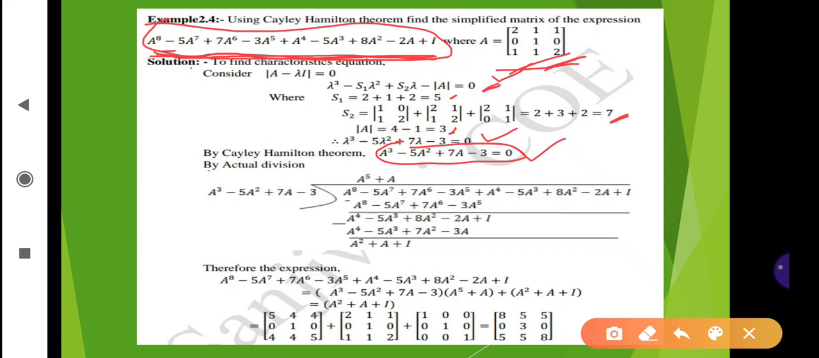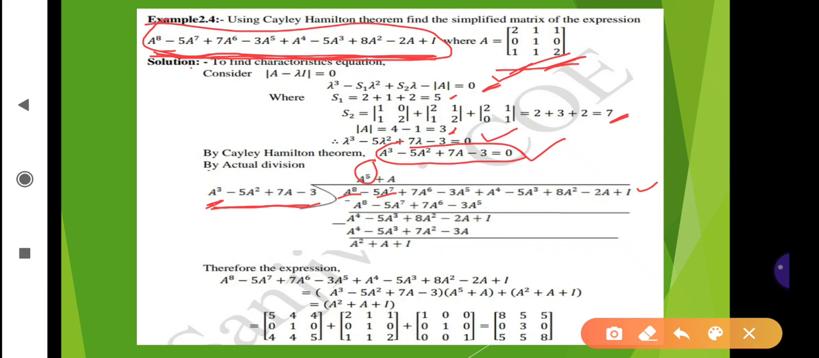Inside the division, that is A raised to 8 minus 5A raised to 7 plus 7A raised to 6 minus 3A raised to 5 plus A raised to 4 minus 5A cube plus 8A square minus 2A plus I, and divide this term by the LHS of the Cayley-Hamilton theorem, that is A cube minus 5A square plus 7A minus 3. So, the first term is A raised to 8 and here A cube. So, we have to multiply this A cube by A raised to 5 so that we will get A raised to 8. So, write down A raised to 5 and multiply this statement by A raised to 5.